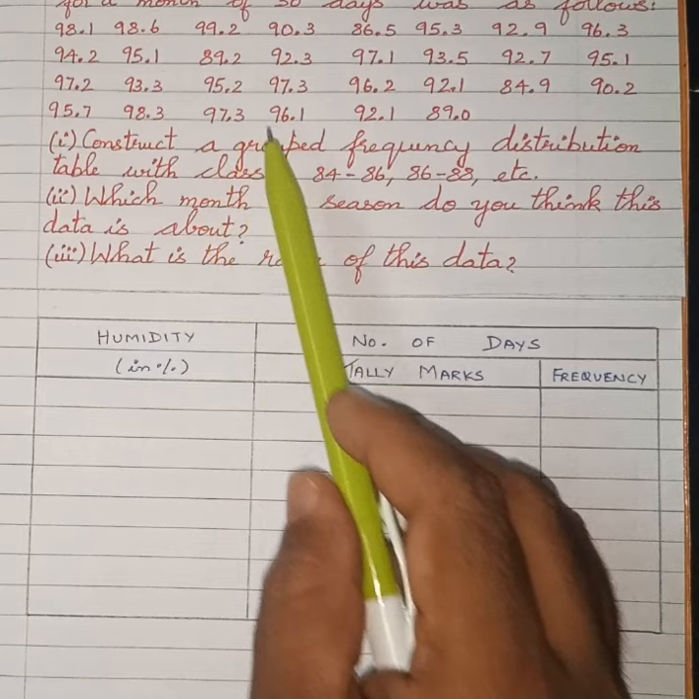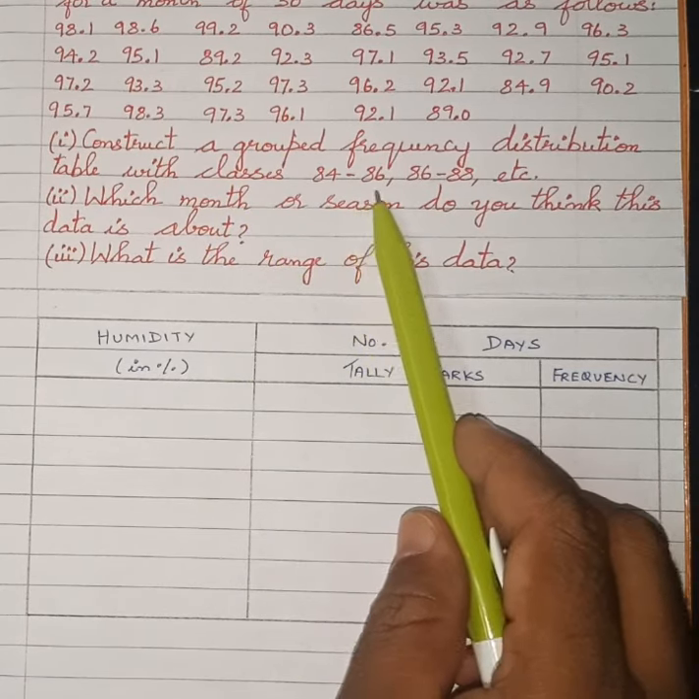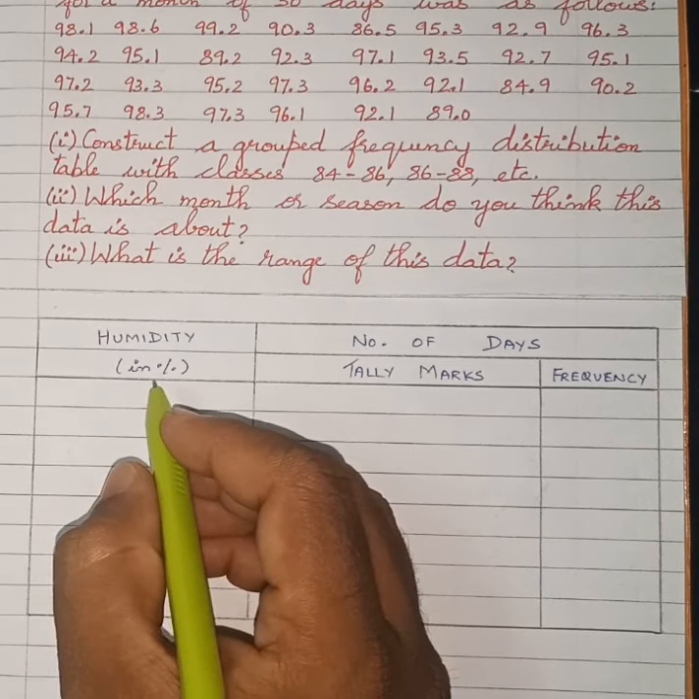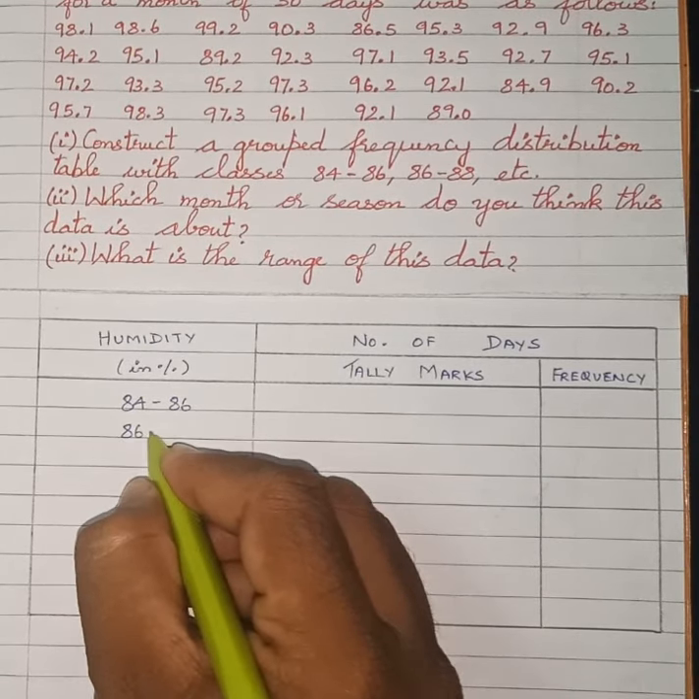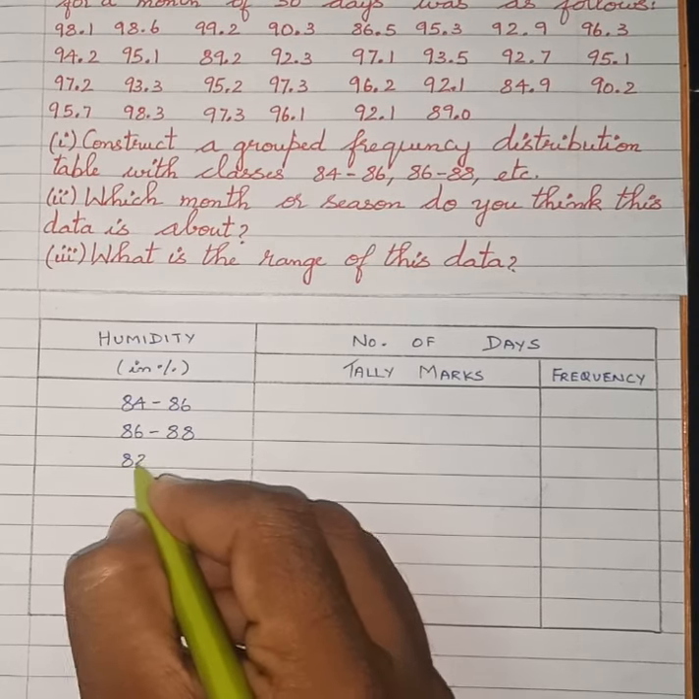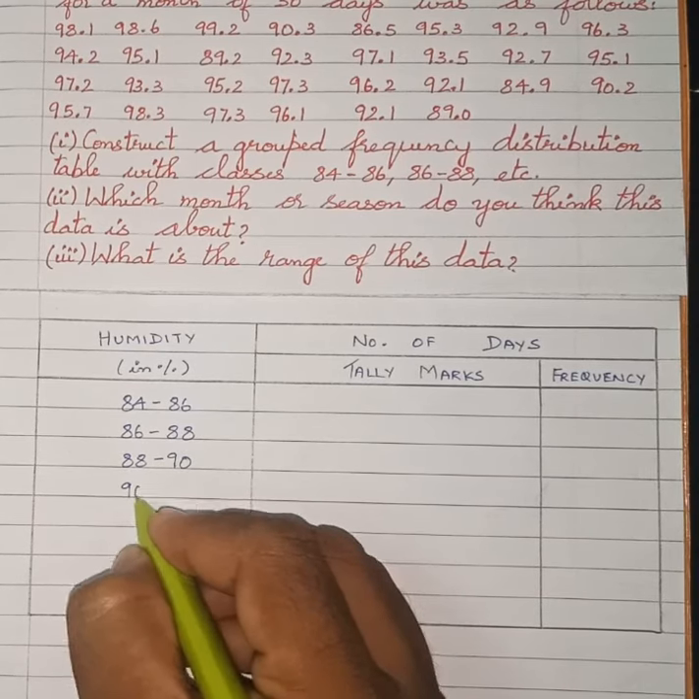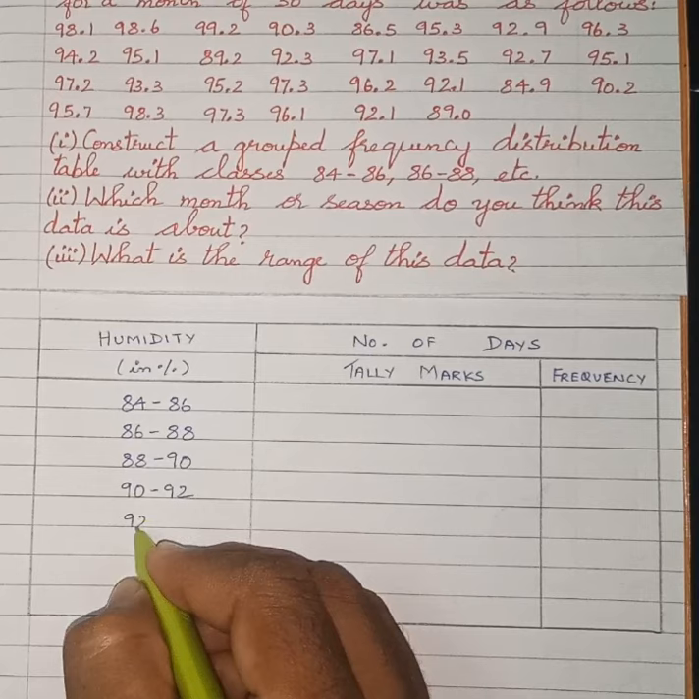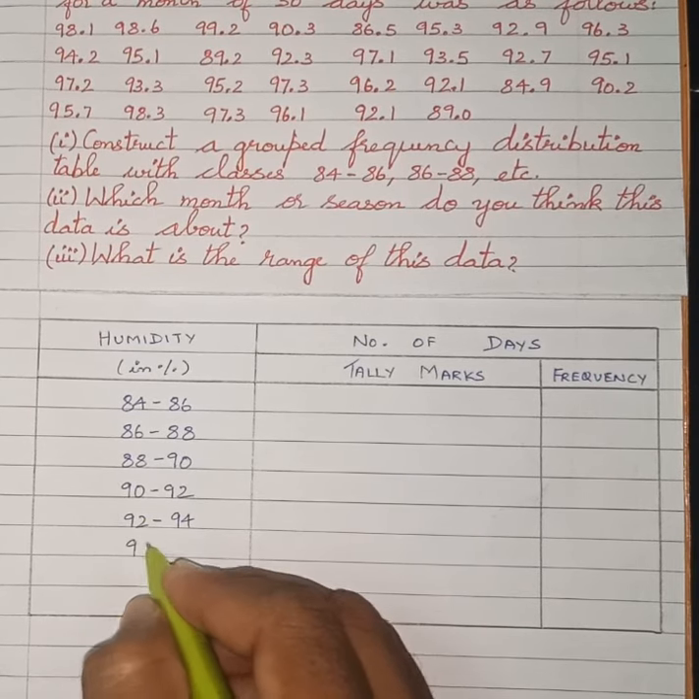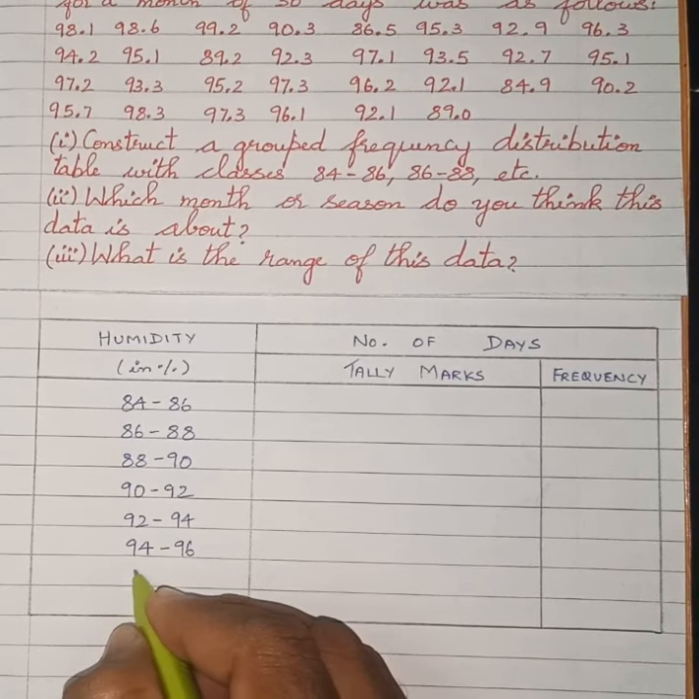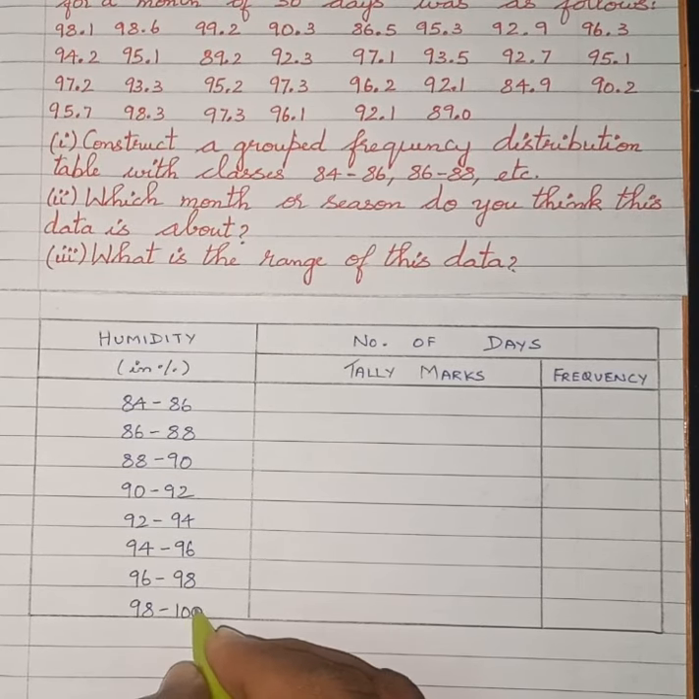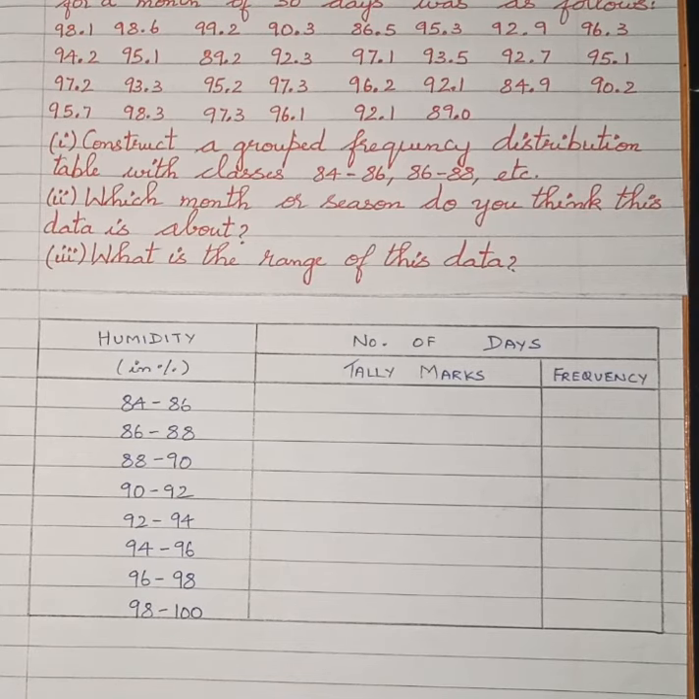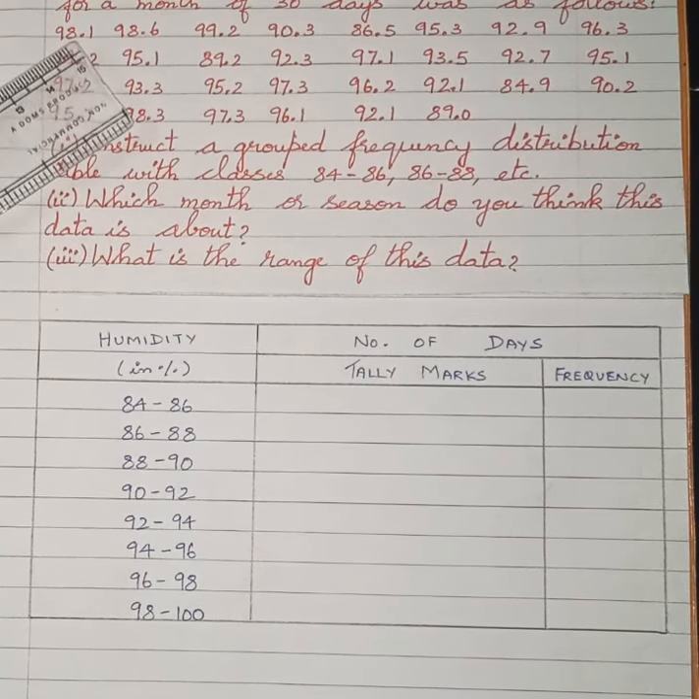We are going to separate the given data into classes. Class size is going to be 2. Now with that knowledge, I am going to write the classes here. 84 to 86, 86 to 88, 88 to 90, 90 to 92, 92 to 94, 94 to 96, 96 to 98, 98 to 100. Now we are going to make the tally marks by taking the values one at a time. We are going to make tally marks one by one.